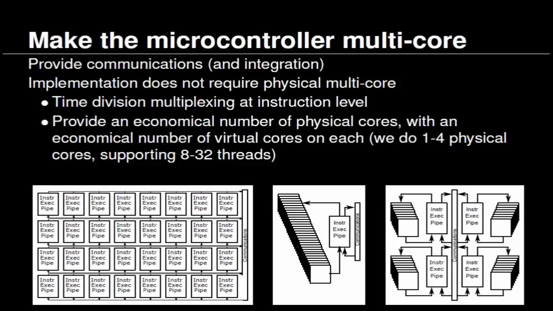So the trick is, you don't need multi-core physical cores. You can use time division multiplexing as long as you do it in such a way that they appear as separate cores. And I'll come back to that later on. Once you accept that time division multiplexing is just a different form of multi-core, life becomes very simple.